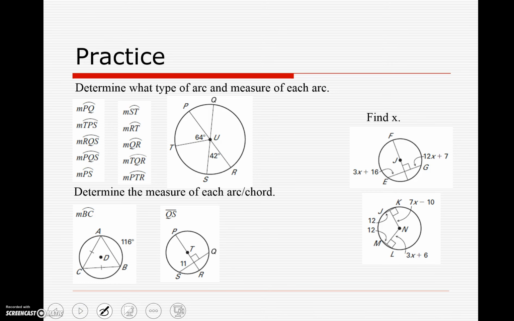This is what I would like for you to do for practice right now. There is also an exit slip I'd like for you to complete, so I'm going to leave this up for about 30 seconds and I'll switch it over to the next one. Make sure you hit pause.